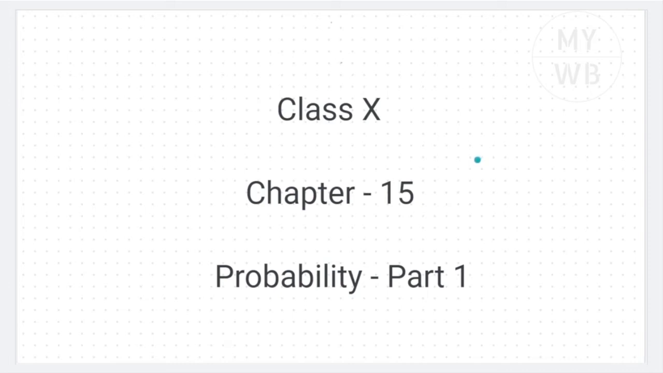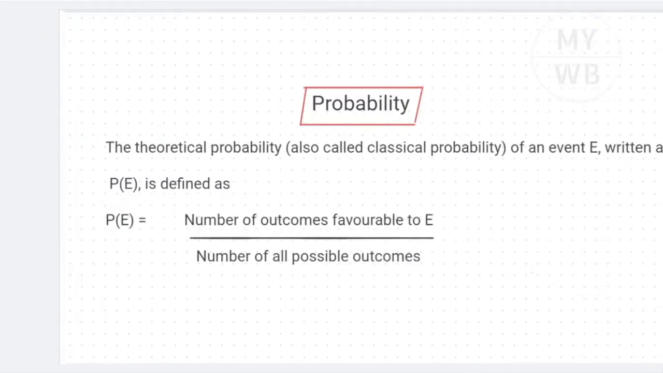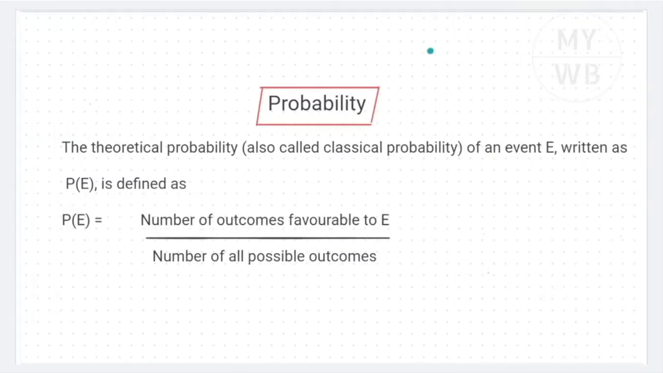Hello everyone. In this video, let's learn about probability, chapter 15. This is one of the easiest chapters in your textbook. There's just one simple formula and maybe 4 or 5 terms that you need to understand. And with that, you will be able to solve any question asked in your exam. So come on, let's begin.